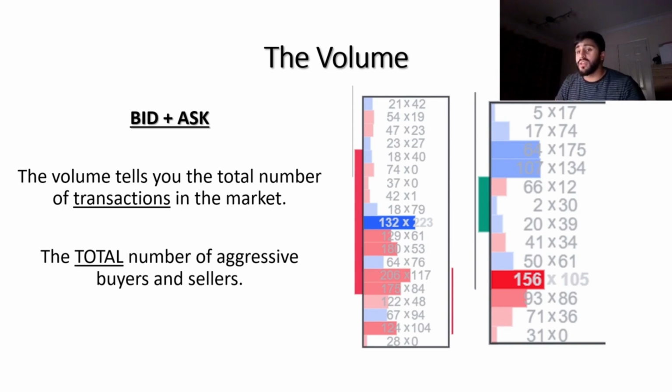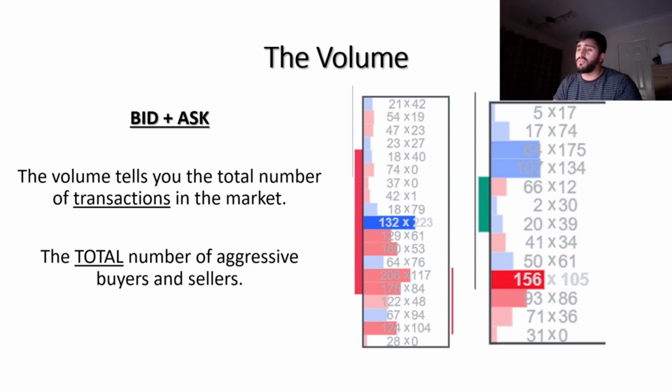Now that will give us a blue delta, which is what you see over here. So there's more aggressive buyers than there are aggressive sellers. But what would the volume be? The delta is going to be a positive number. So the delta there is going to be 21, but the volume is going to be 63 because it's 21 plus 42, right? So the volume is adding them together.